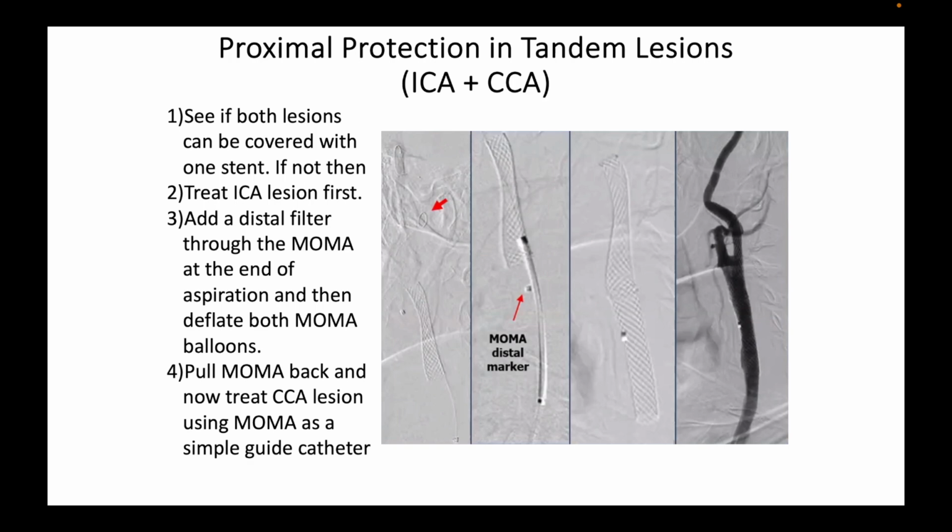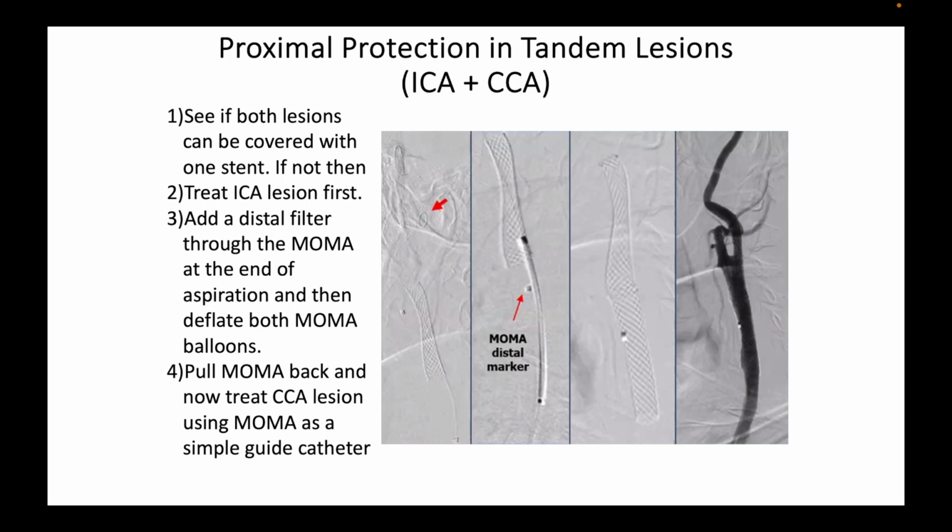The other way could be, if you want to avoid the distal filter, then you can inflate only the common carotid artery balloon of the MoMA device, and then open the O-ring of your Y connector so that the external carotid artery blood goes into the guide catheter and out of the Y connector, rather than going towards the internal carotid artery and risking distal embolization. So this way you can still use a single balloon MoMA to give proximal protection for tandem lesions.